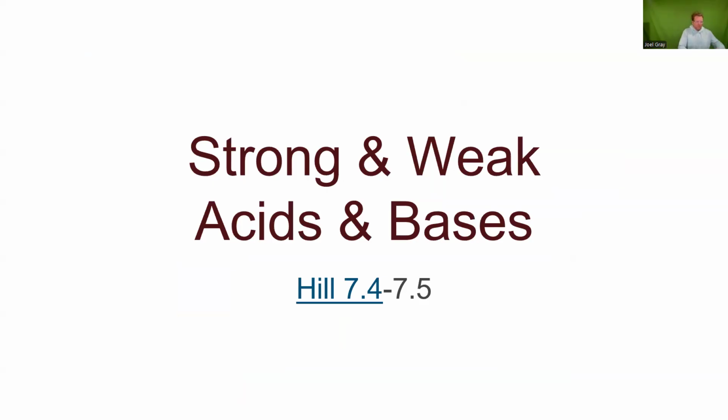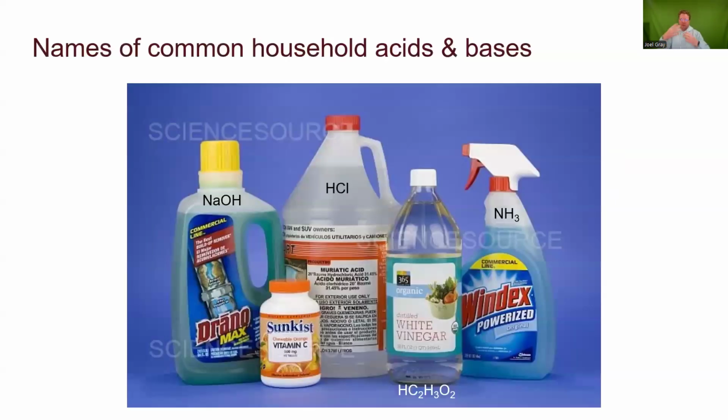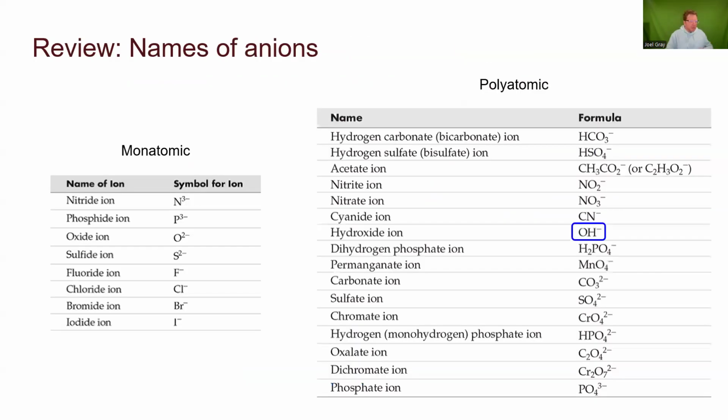acid versus a strong base. So, strong acids and strong bases. Here's those household solutions. And then here is a table of ions. Polyatomic ions, the most common polyatomic ion that you need to keep in mind and that will really help you when it comes to acids and bases, is hydroxide, the hydroxide ion. Anytime you see OH minus, think hydroxide.